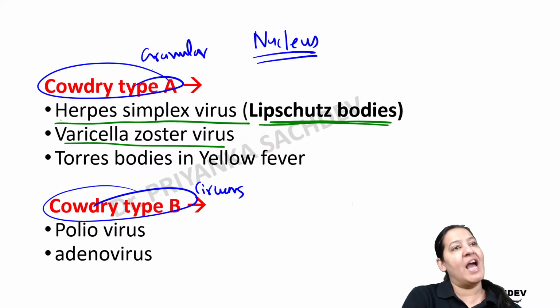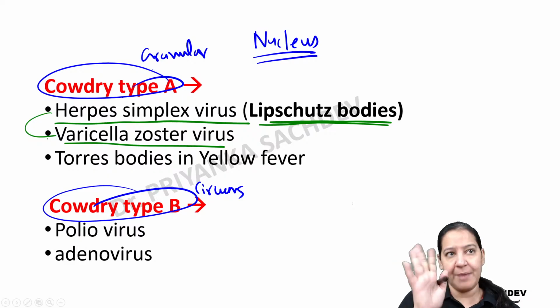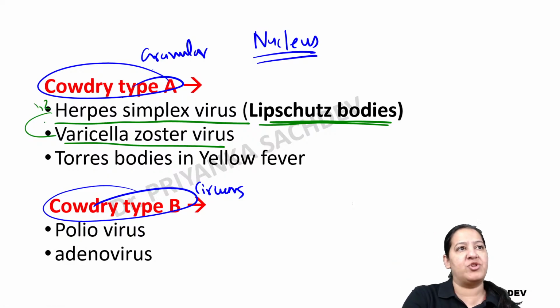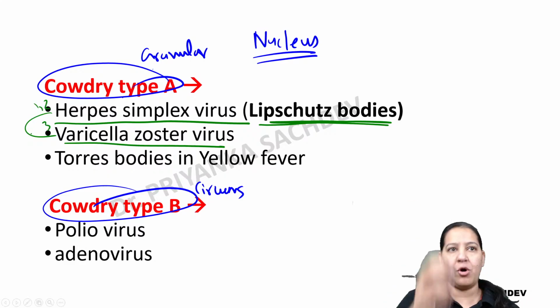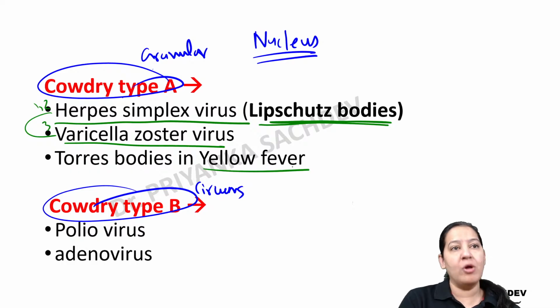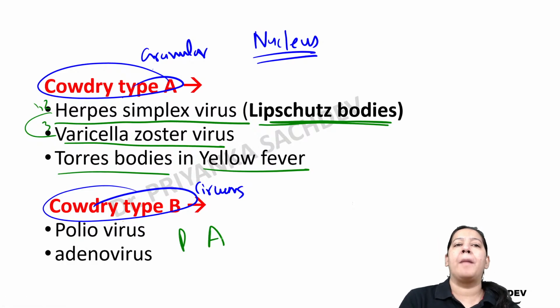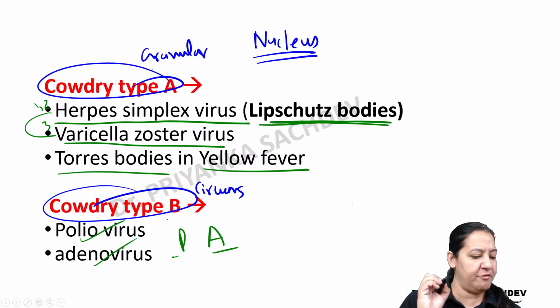Varicella zoster is a type of herpes only. I will teach you the 8 types of herpes. Herpes 1, 2 and 3 all have inclusion bodies, that is Cowdry type A. Yellow fever also has it, which is known as Torres body. Cowdry type B is present only in polio and adeno.